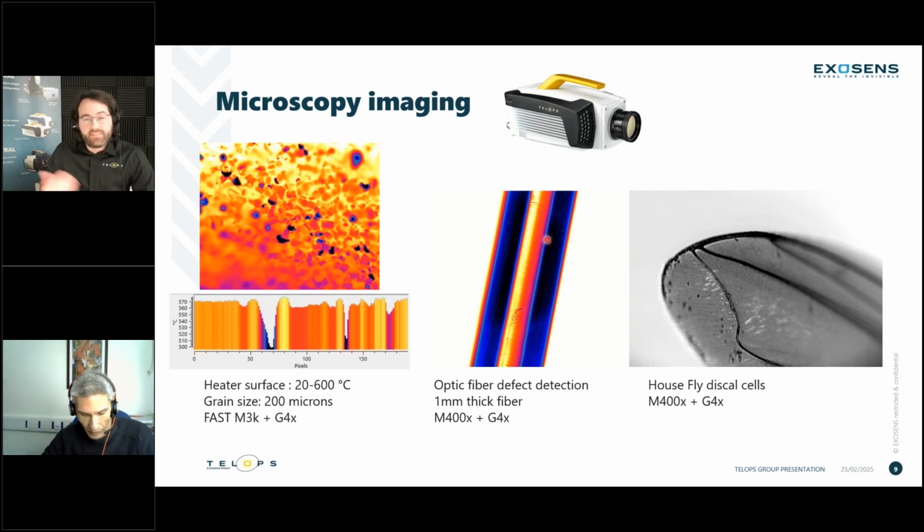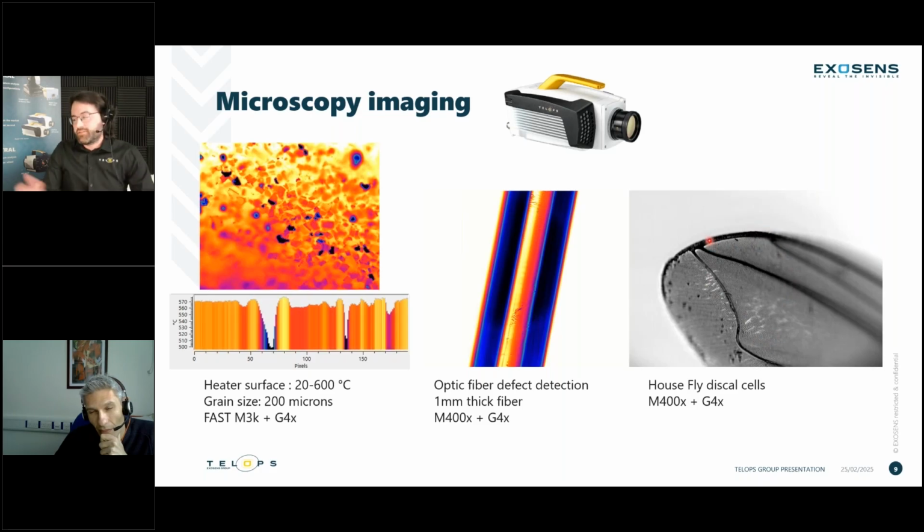And the inside of an optic fiber here very well, not particularly experimental mechanics related, but we can see very, very well the core of that optic fiber that's only a millimeter wide. And here is just a prettier example of a housefly discal cell, so just the tip of a wing of a housefly, seeing every cell that's on the image here. That was done in infrared just as well.